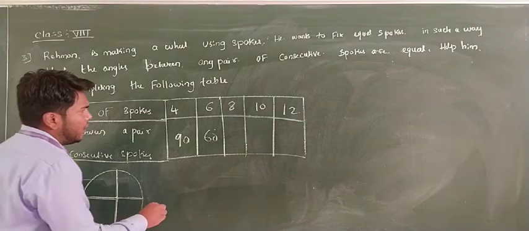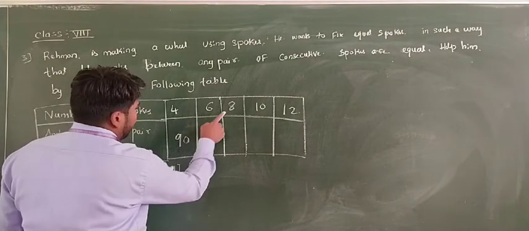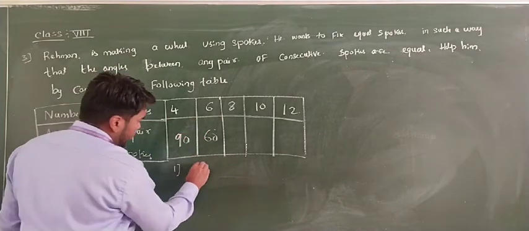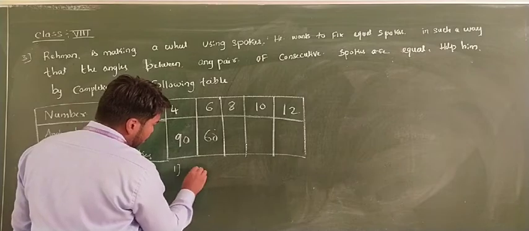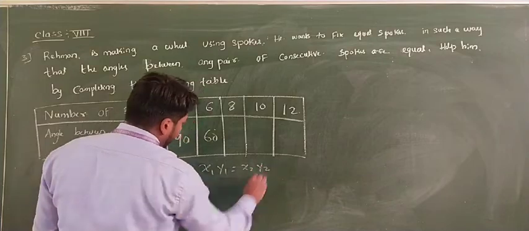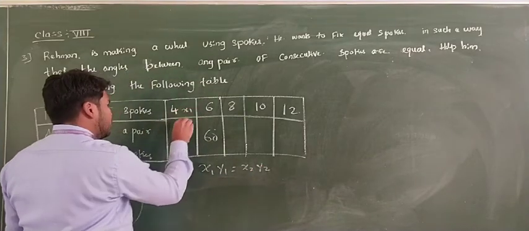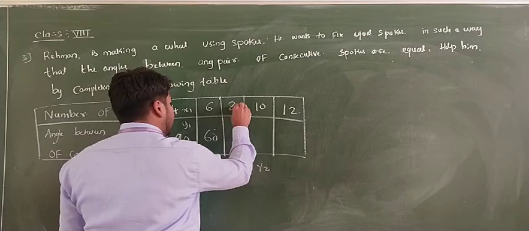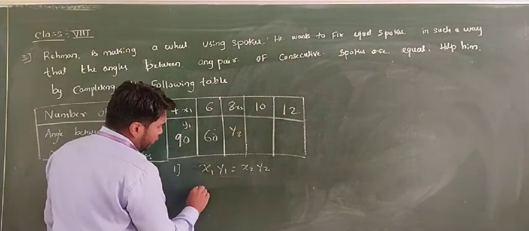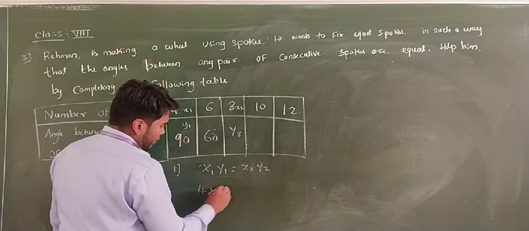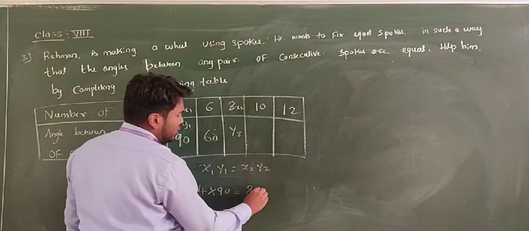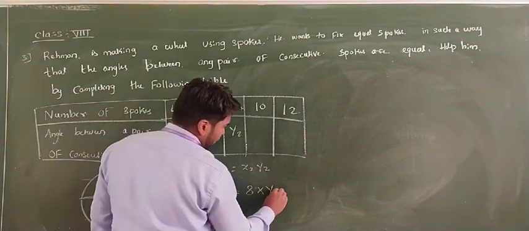Okay, so first we calculate this one. As we know the relation of inverse proportion, that is x1 y1 is equal to x2 y2. I will choose this as x1, this as y1, this as x2, and this I will choose as y2. So x1 y1, that is 4 into 90, is equal to x2, which is 8, into y2. We need to calculate this y2.